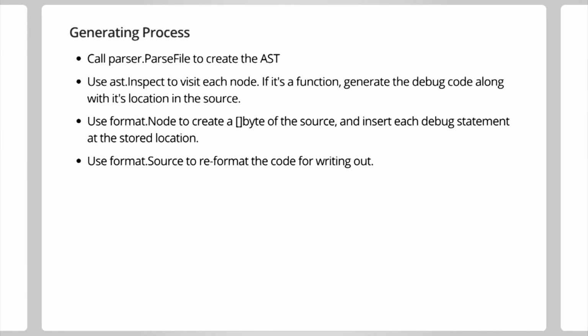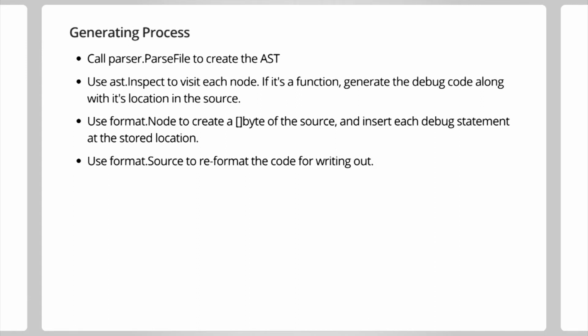So the process of generating this in the code was a matter of calling parser.ParseFile. This is the Go parser library. That creates the AST. Use ast.Inspect to visit each node and determine whether we want to annotate it or not. And then we use our little template to generate the debugging code and the location where it is in the source.